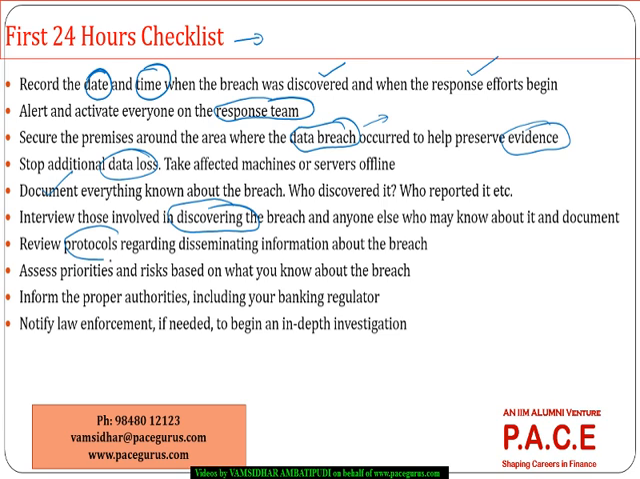And find out what the protocols are, to whom we need to communicate the breach and in what manner. So identify it and actually communicate the same. Assess all the priorities and the risks regarding the breach. So with all the authorities, there should be proper communication, especially the regulator of the bank, and they need to be informed as early as possible. And if required, even a legal opinion needs to be taken as early as possible so that, if required, an in-depth investigation can very well be initiated.